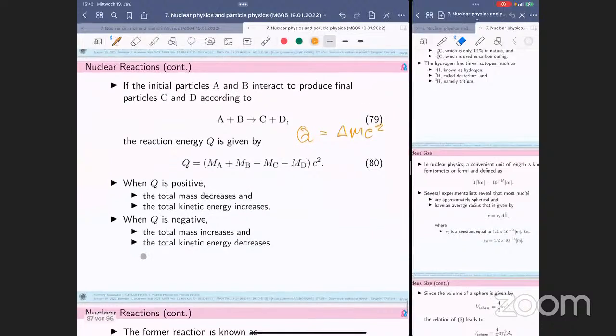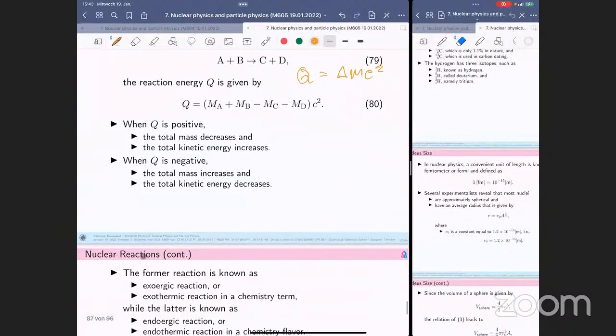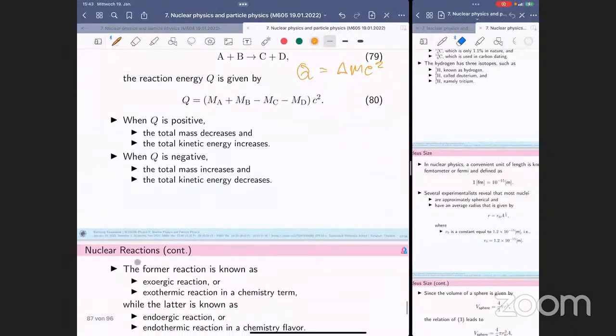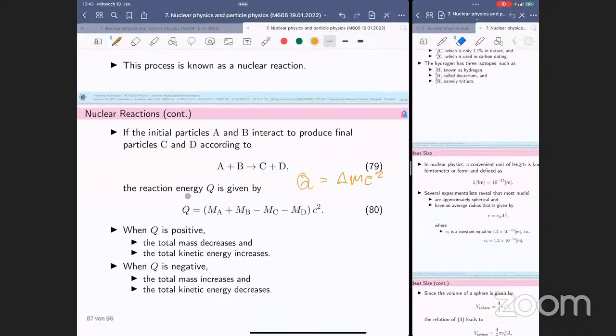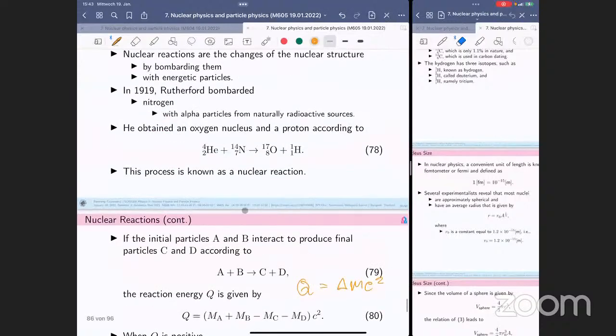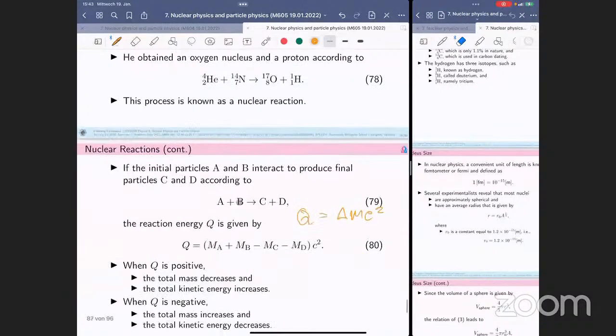And we are going to give some names to this process. The first one, both are still nuclear reactions. This one is the Rutherford nuclear reaction.